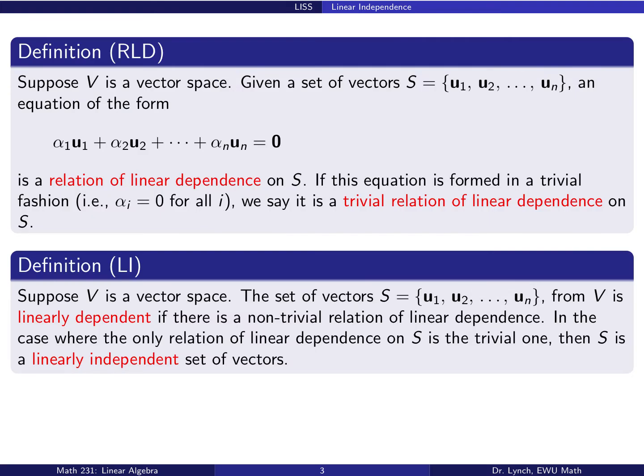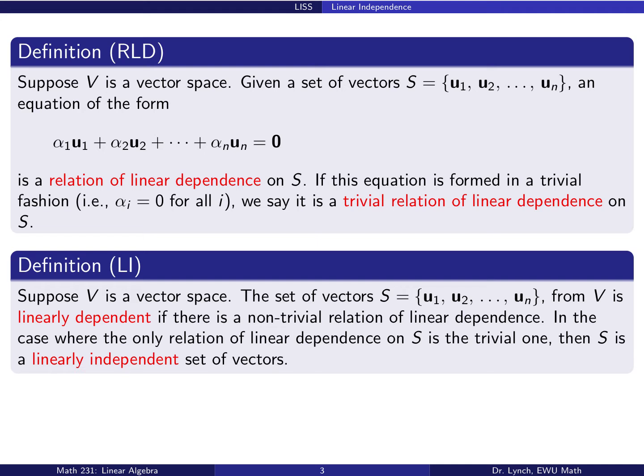So these definitions should be familiar. If V is any vector space, and we have a set of vectors u1 out to un from that vector space, a vector equation of the form alpha 1 u1 plus alpha 2 u2 out to alpha n un equal to 0 is a relation of linear dependence on S.